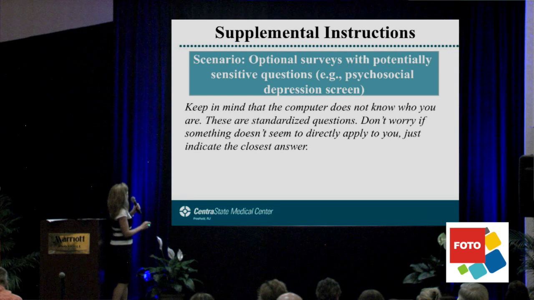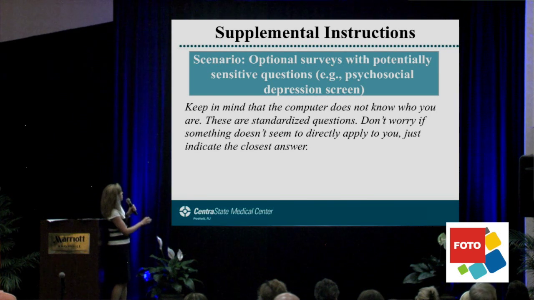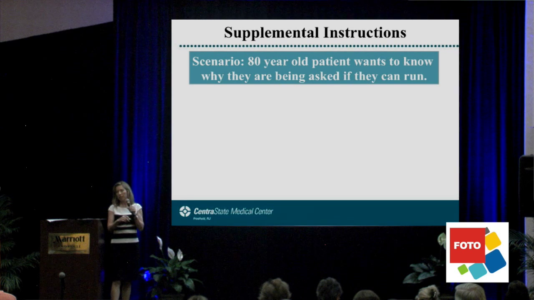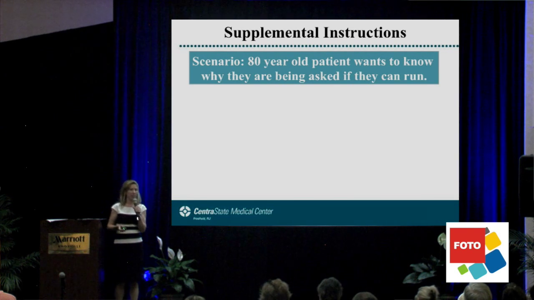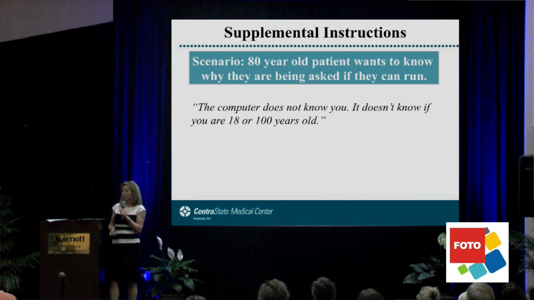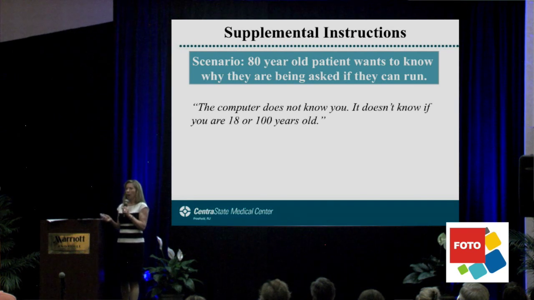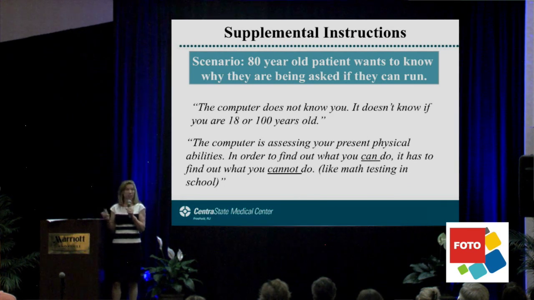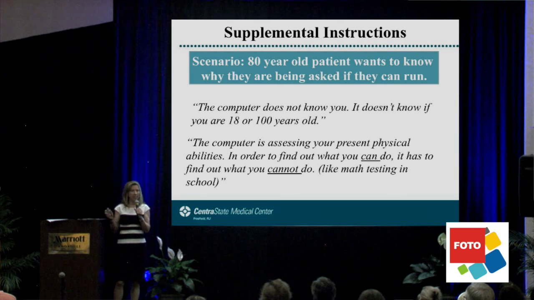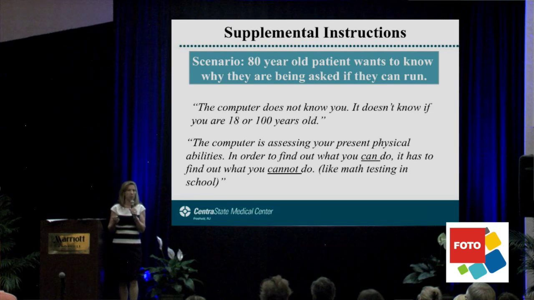Additional supplemental instructions that we're proposing to become standardized. This is another application to that scenario of the 80-year-old who is being asked if they can run, and that's not something that they do. Keeping in mind there are 80-year-olds who run. So some examples of minimizing bias in how we help the patient. The computer doesn't know you. It doesn't know if you're 18 or 100 years old. And this kind of comes to some of the feedback I've gotten from users and patients when the patient finds the question a little offensive. Have you ever had that, where the patient's a little irked because they're being asked if they can run?